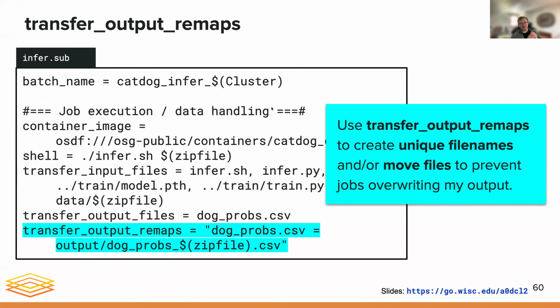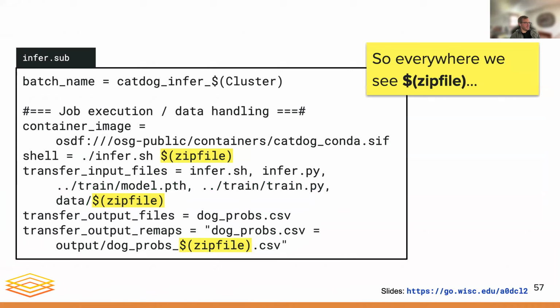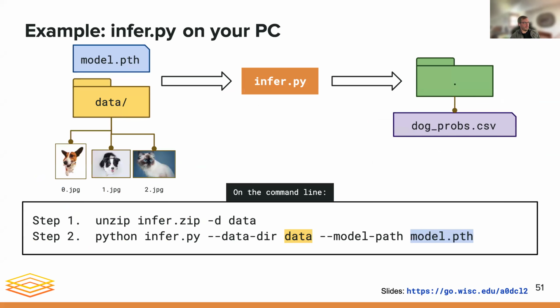And then the final piece that we're introducing here is something called transfer output remaps. So you could see, let me go back a little bit. When we wrote our infer script, every time we run infer.py, it just spits out a file called dogprobs.csv. But now, if we're thinking about running this in the OSPool, every job is going to create a dogprobs.csv. It's going to transfer that back to the AP, and we're just going to keep overriding this file because everything is getting written back to our same directory on the AP. So we ran 10 jobs, and we moved 10 files back, but we just kept overriding it.